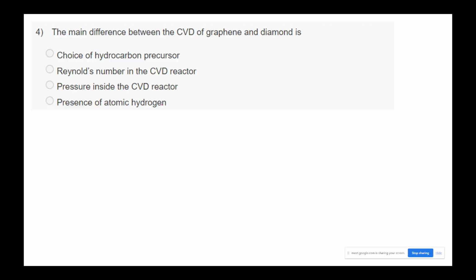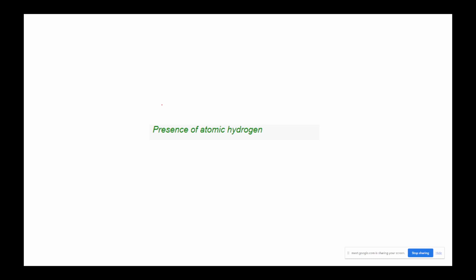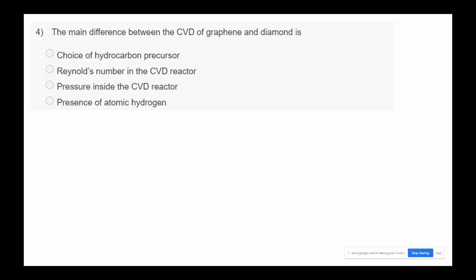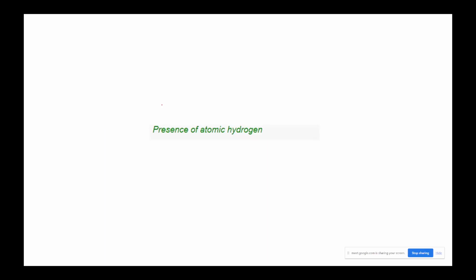Now the main difference between CVD graphene and diamond is the presence of atomic hydrogen, not the choice of hydrocarbon precursor, Reynolds number of the CVD reactor, or pressure inside the reactor. So it is quite clear that because of the presence of atomic hydrogen, there will be a change in the properties of CVD graphene and the diamond because of the presence of the atomic hydrogen in case of CVD. Okay, so that is the main difference. The choice of hydrocarbon precursor is not a main difference.